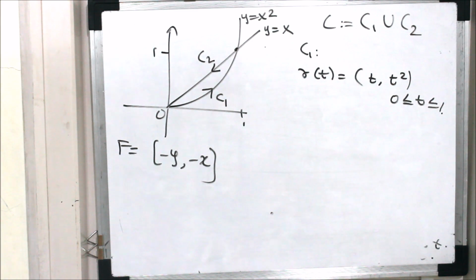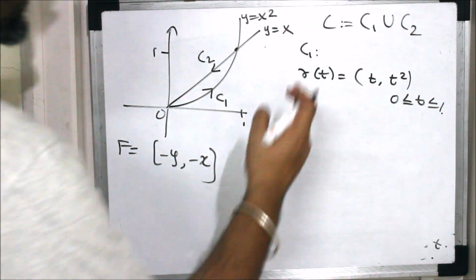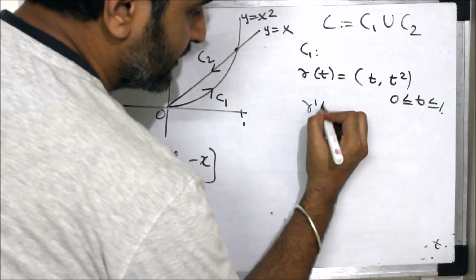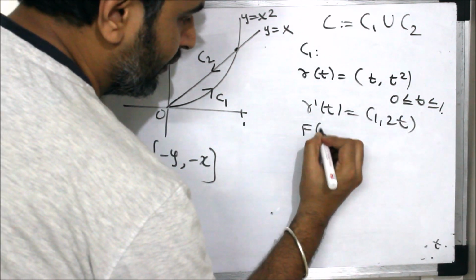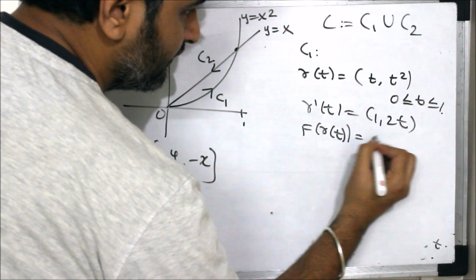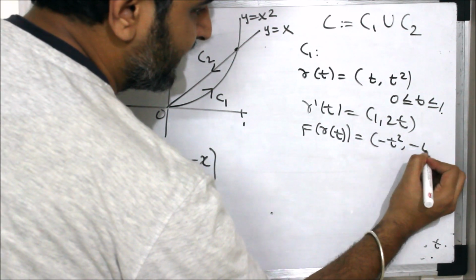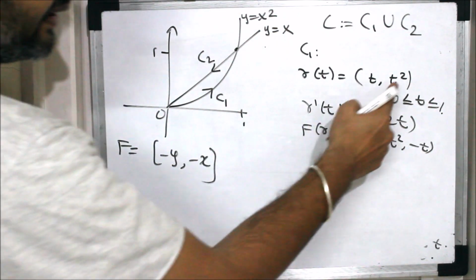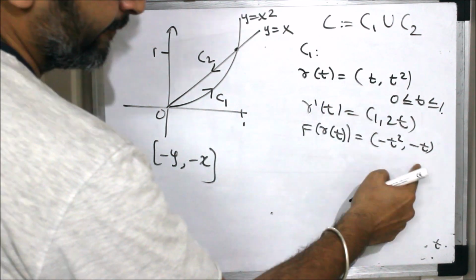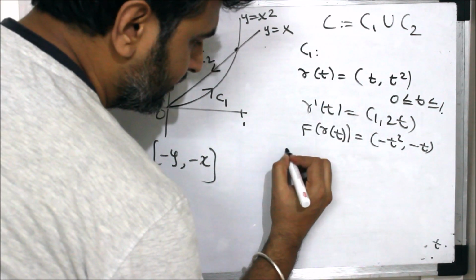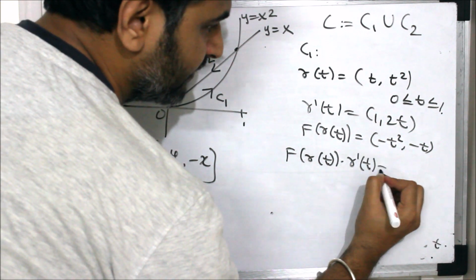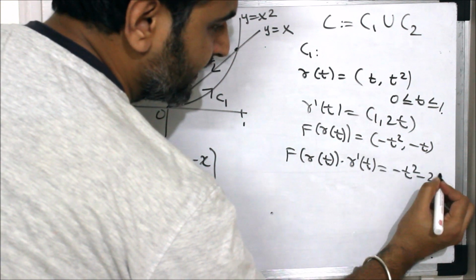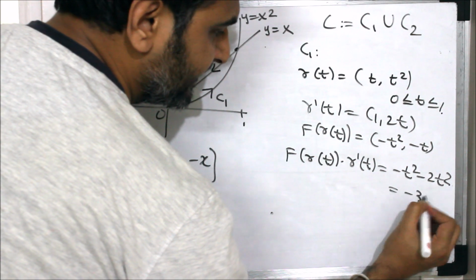So if this is my vector field, and for the C1 curve this is a parameterization, r dash of t is nothing but 1, 2t. You find f of r of t, which is nothing but minus t square comma minus t, because minus of y comma minus of x. And when I take the dot product, it is nothing but minus t square minus 2t square, which is minus 3t square.